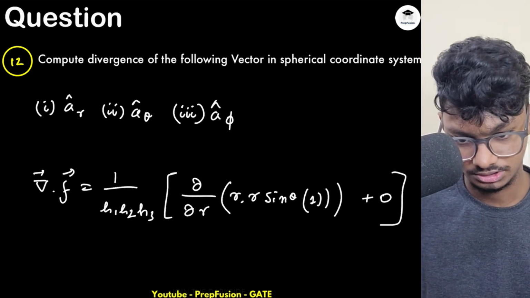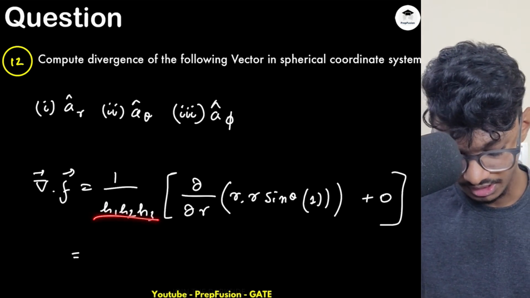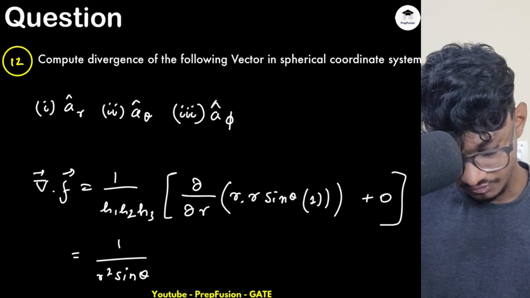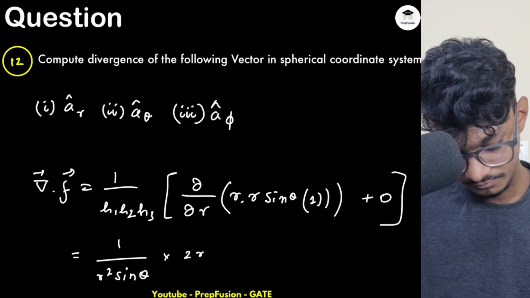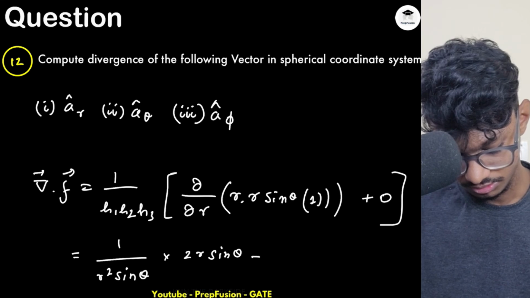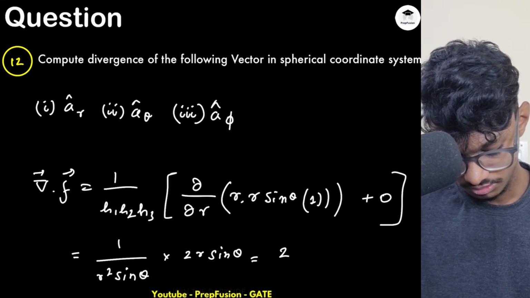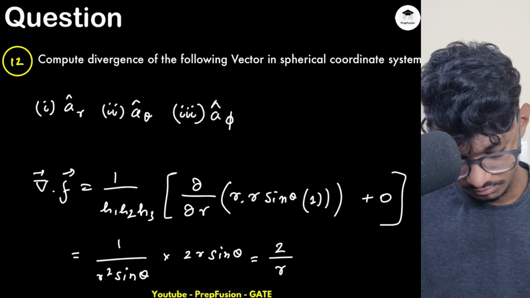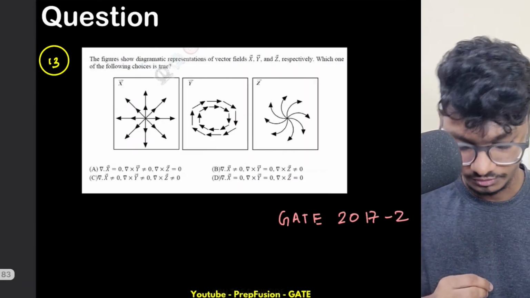So h1 h2 h3 is simply r squared sin theta, so 1 by r squared sin theta. If I differentiate this with respect to r partially, it will be 2r into sin theta, so this will be 2 by r. So your answer will be 2 by r. Similarly, can you solve the other two? That is the homework for you.